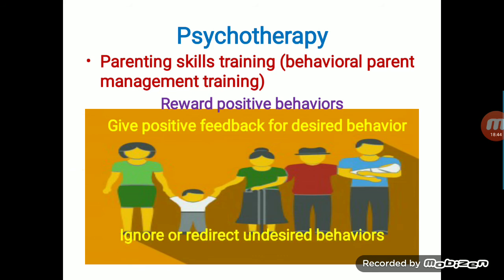And sometimes you should also instruct the parents to ignore or redirect undesired behavior. Suppose the child is showing a tantrum or some hyperactive behavior, then you should instruct the parents to ignore the behavior to some extent. If the child is going extreme, then they should go and attend, but to some extent the parents should ignore the child, in order to restrict that undesired behavior.